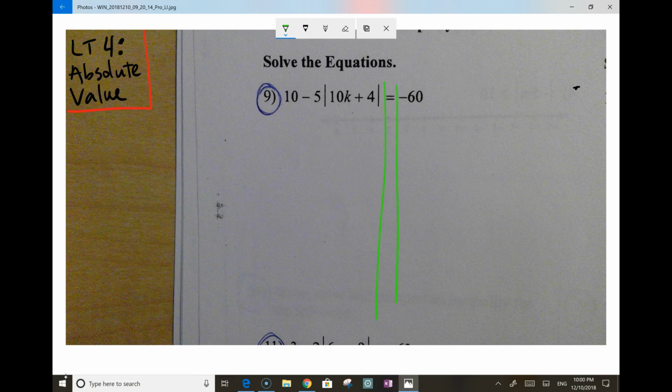So the way to do this is you first want to remove this 10 over here. And the way to do that is you subtract it. So subtract 10 on both sides.